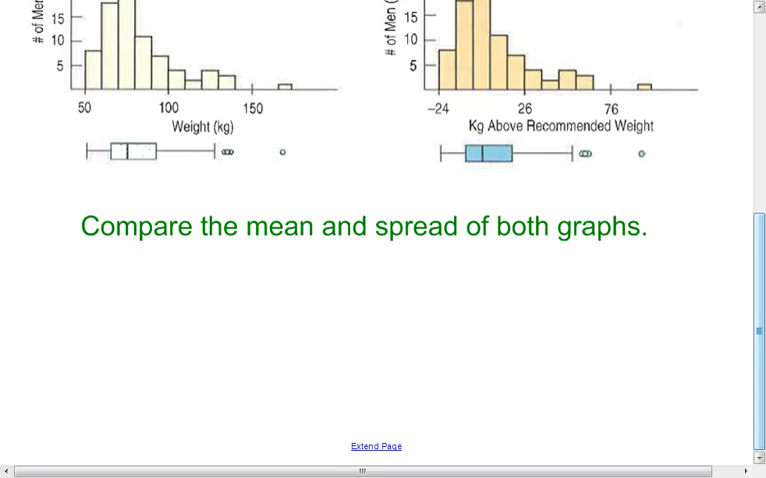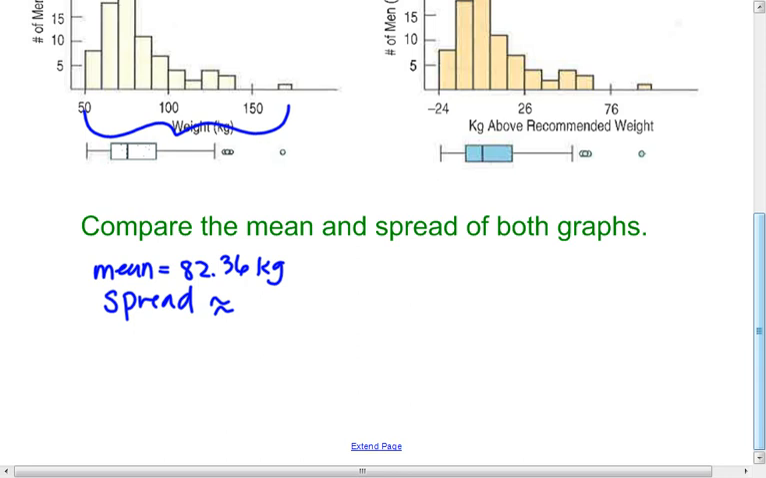What I want you to do is look at what the mean and the spread are on each of these pieces of data. It actually told you that in the reading if you read up above. The mean right here is 82.36 kilograms. And the spread, we don't have exact data pieces, but if you go from here to here, you will see that the spread is about 120 kilograms. The spread is about 120 kilograms.